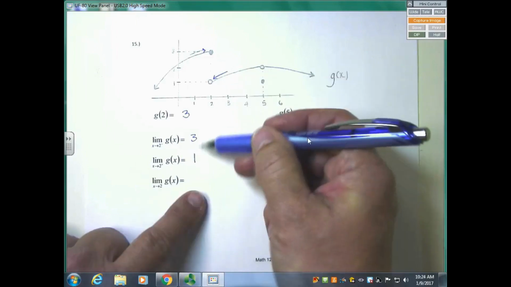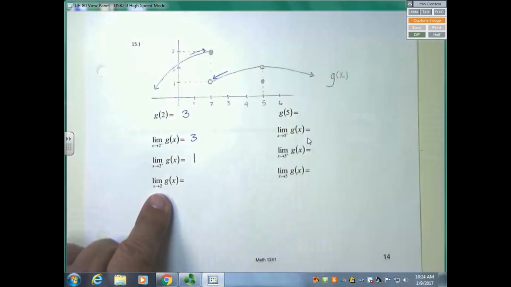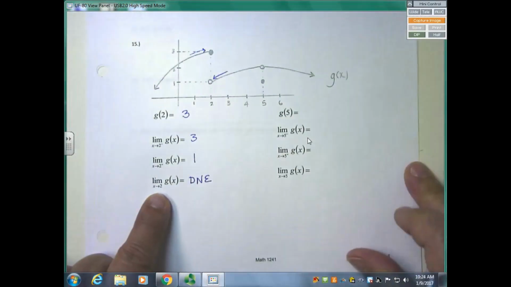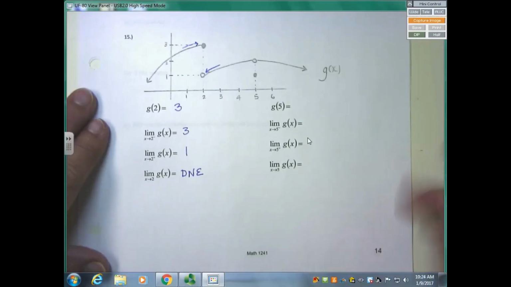All right, well, these guys aren't the same. So that means the limit as x approaches 2 can't exist. So there's your answer. All right, now let's look at 5.